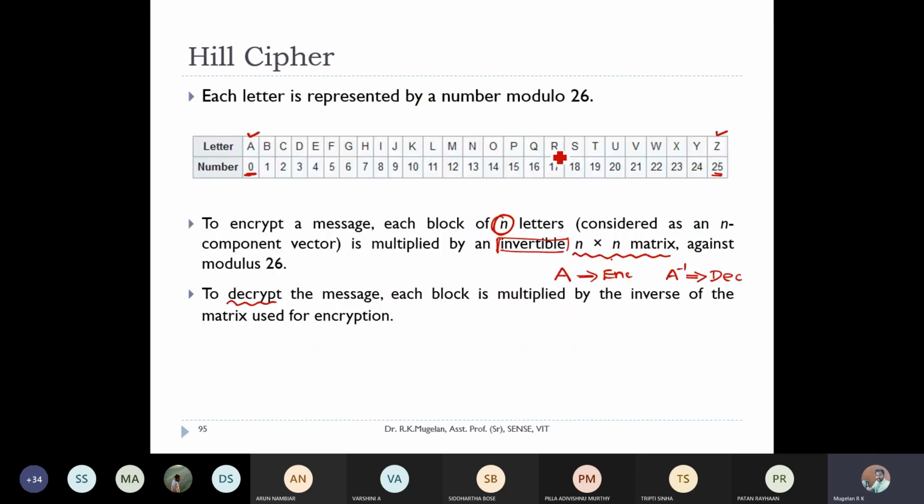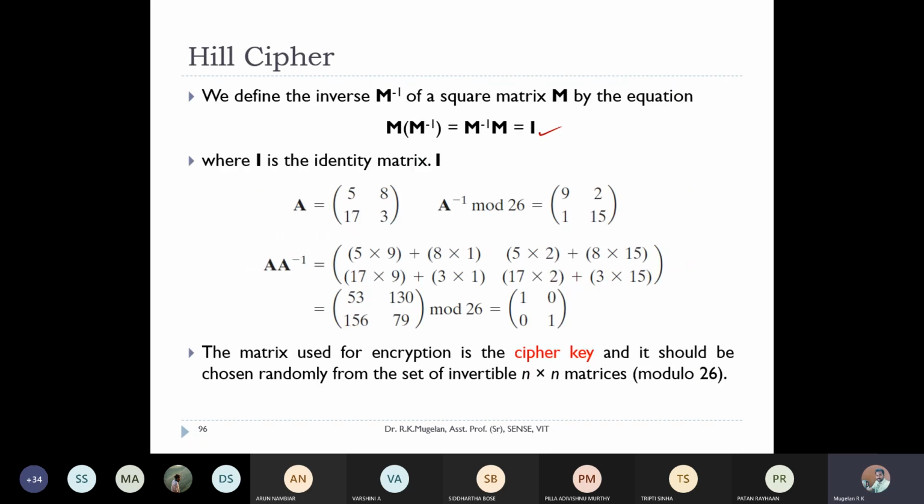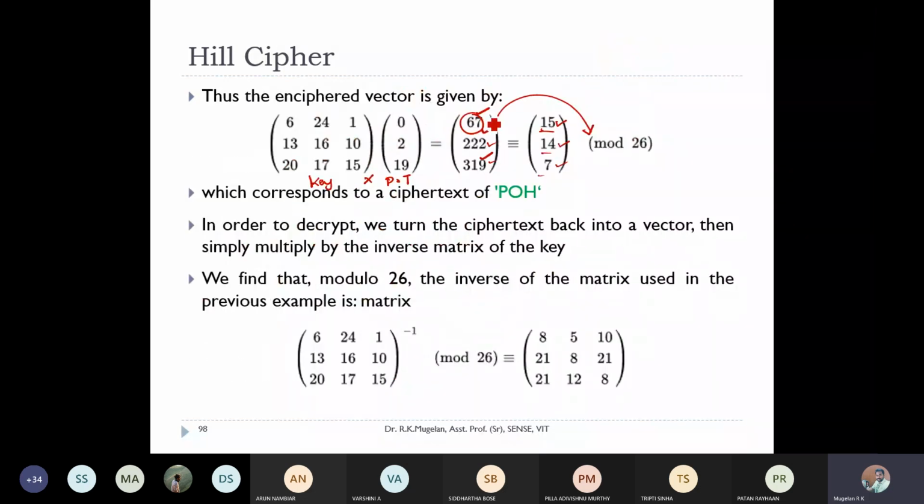So if you see here, at 15 I got P, at 14 I got O, right, and at the 7th position I got H. So it says ACT is replaced with POH, right. So this is the flow of the Hill cipher, a basic encryption.